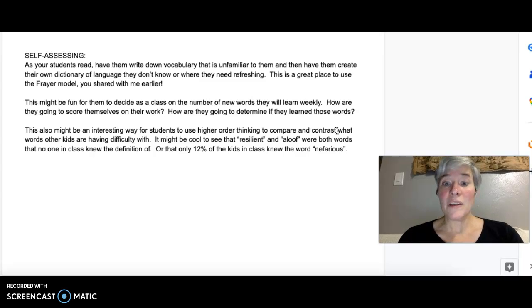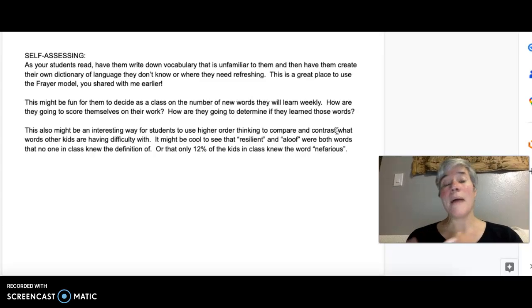Or even just comparing and contrasting what words other kids are having difficulty with. It could be fun for them to see that resilient and aloof are both words that no one in the class knows the definition to, or that only 12 or 15% of the kids knew what nefarious meant. Get them thinking about how they're going to assess themselves in that area, and see if they can agree as a class about how they are going to learn those things.